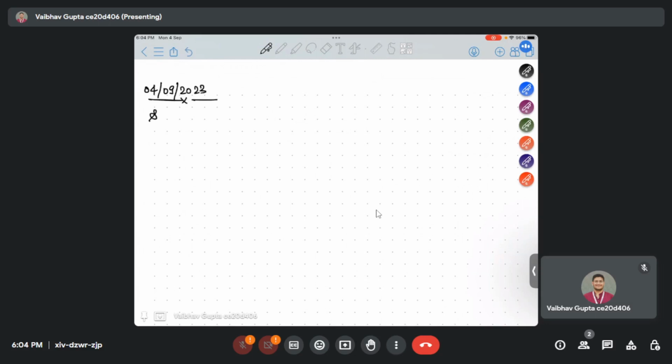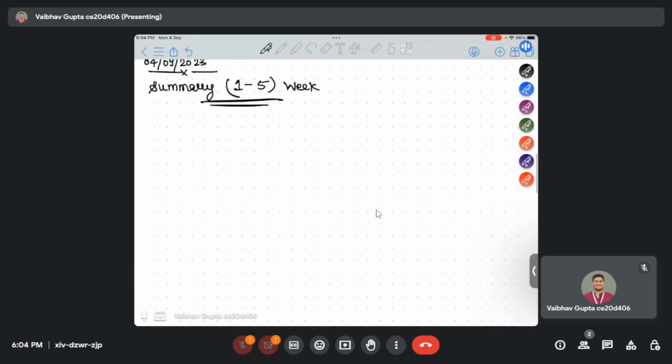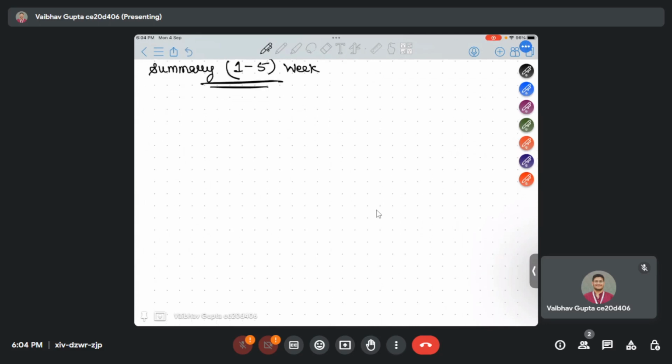I'll give you a brief summary of what we have studied from week 1 to week 5. Basically, we have seen four concepts involved in mechanics of material. First is force, which is indirectly related to displacement. We cannot relate force and displacement directly, so we need two additional quantities. Those are nothing but strain and stress.